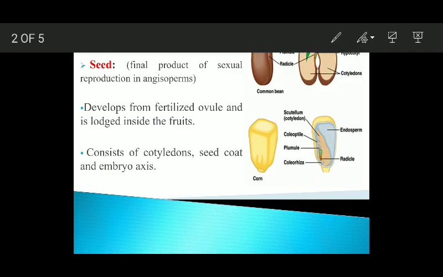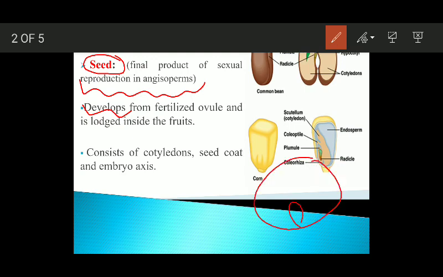Now you know the seed, it is the final product of sexual reproduction in angiosperms. Okay, it is a final product of sexual reproduction. जब sexual reproduction हो जाती है, fertilization हो जाती है, उसी के बाद seed बनता है. So a seed develops from fertilized ovule which is lodged inside the fruits. फ्रूट्स के अंदर ओव्यूल्स होते हैं. व्हेन दे गेट फर्टिलाइज्ड दे बिकम सीड्स.